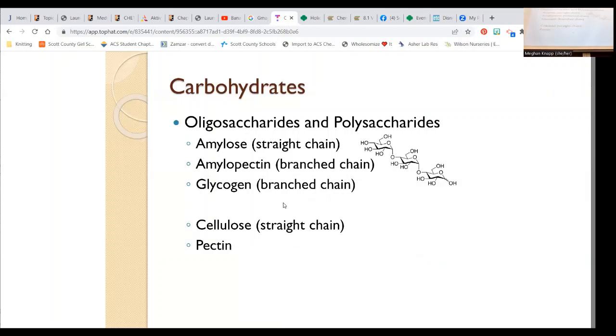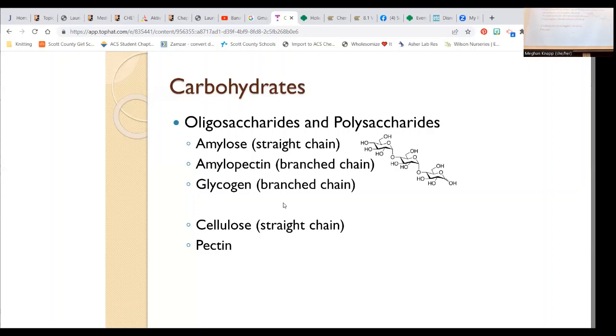So I don't have names for any oligosaccharides. As we make longer chains, the molecules get less sweet. So the chaining of things together kind of changes the shape in such a way that our taste buds can't taste the sweet as much.